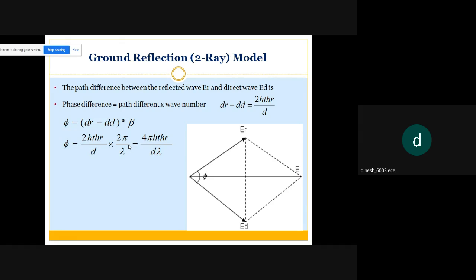The path difference ED is 2HTHR divided by D, where HT is the height of the transmitting antenna, HR is the height of the receiving antenna, and D is the distance between the receiver and transmitter. So phi will be equal to the path difference into beta, so 2HTHR divided by D into beta, where beta is 2 pi by lambda. Substituting and simplifying, we get the phase phi as 4 pi HTHR divided by D lambda. So this is your phase difference.